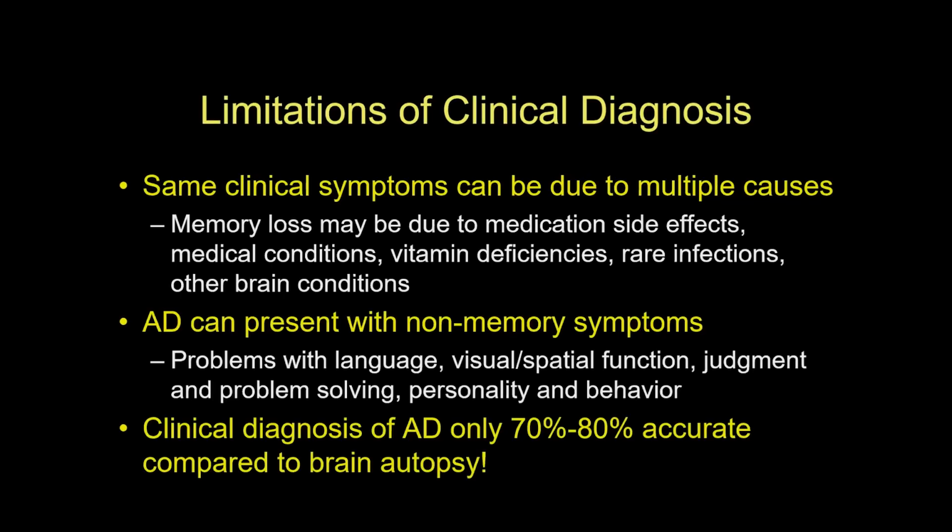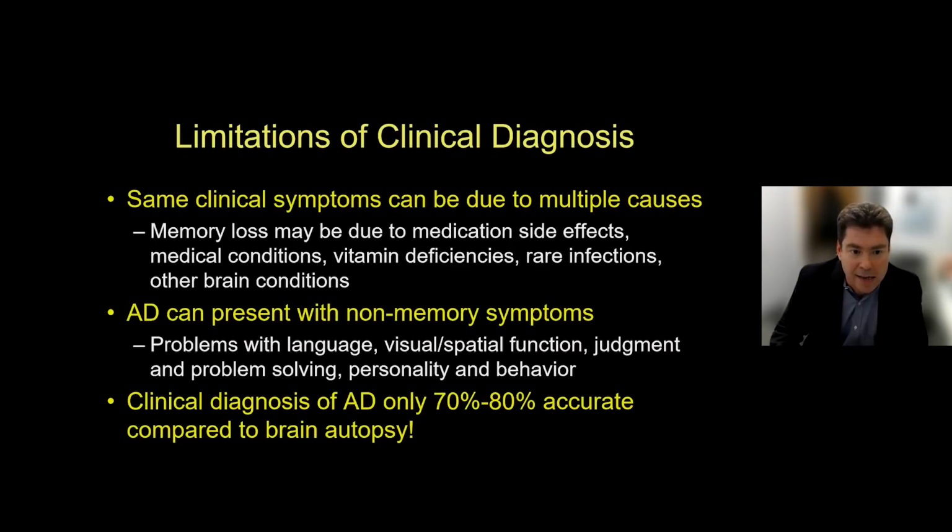And as a result, the clinical diagnosis is only about 70 to 80% accurate compared to brain autopsy. And that is in the hands of experts. Of course, at UCSF, we do much better, well over 95%. I'm just kidding. Like everyone else, we would really be able to take advantage of some more objective tools to determine whether plaques and tangles are present.